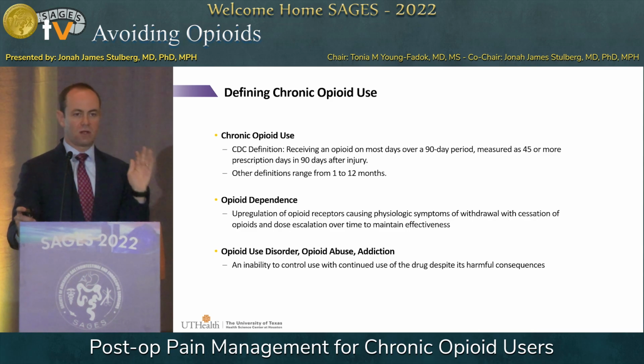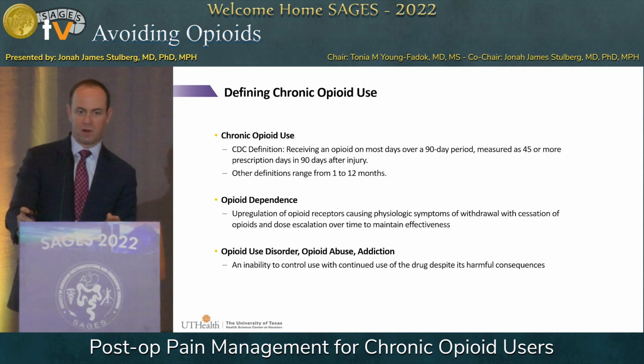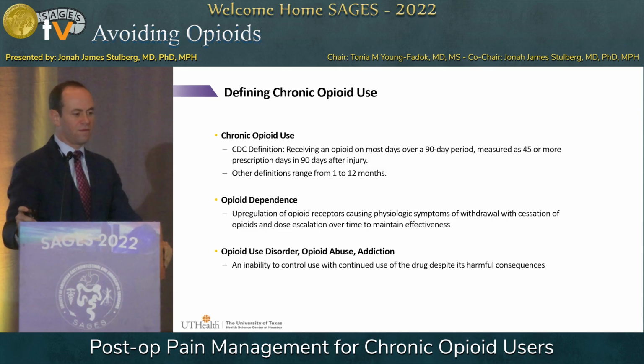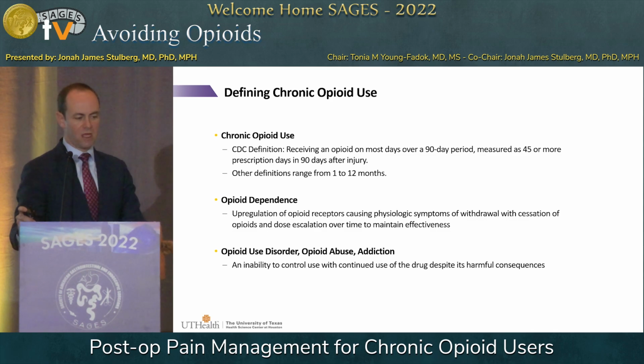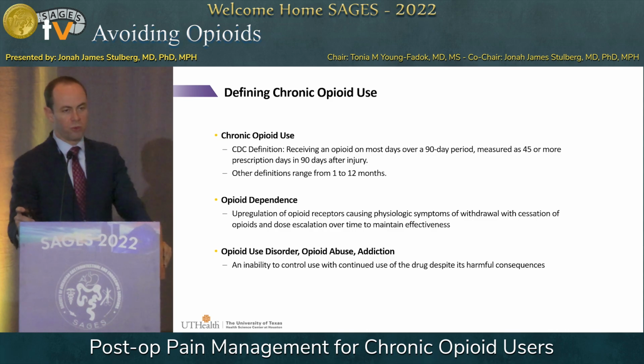So the definitions are up there, and I think it's probably the most important part of the talk, so I'm going to keep that there for a second. The CDC has a definition saying that receiving an opioid on most days over a 90-day period, measured by 45 or more prescriptions in 90 days after injury, that's chronic use. Okay? And it does not imply or diagnose dependence or opioid abuse.